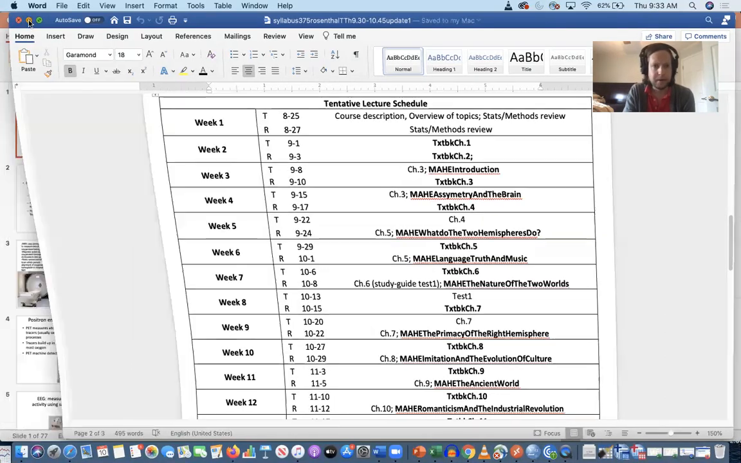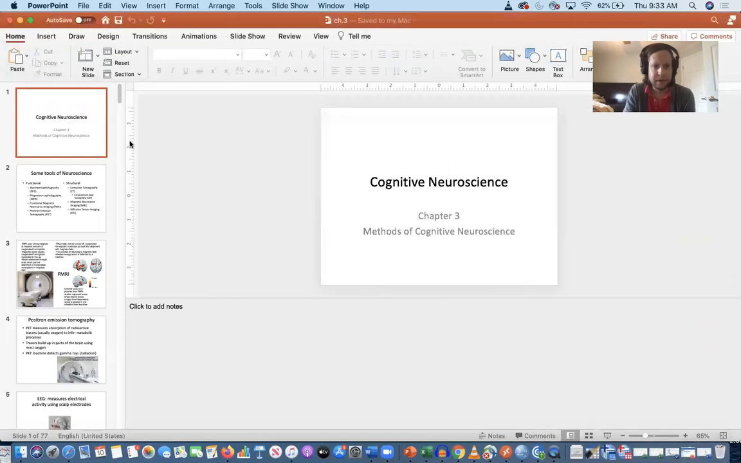Okay, so the goal today then is chapter 3 stuff. We've already talked about methods a little bit in this class, and I've already showed you some data from a couple different methods. But we're going to learn in this chapter in more detail about the methods that will provide the data and the basis for many studies that we learn about for the entire semester. So let's just get to it.